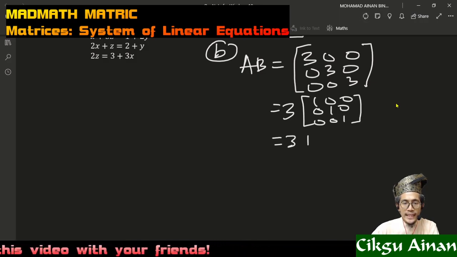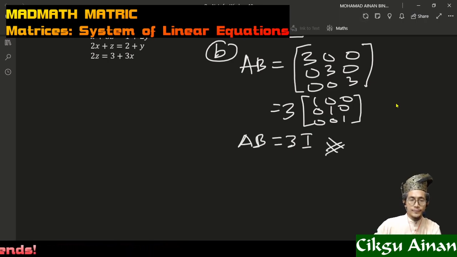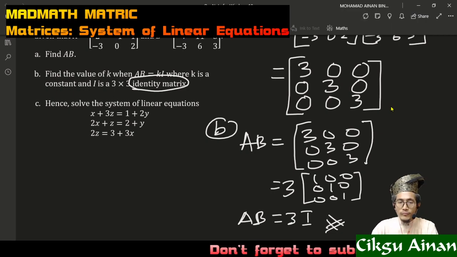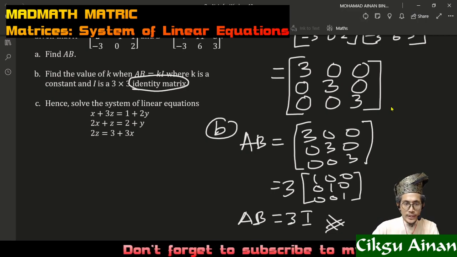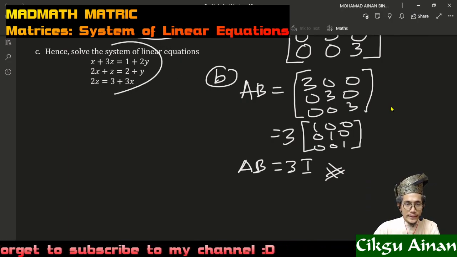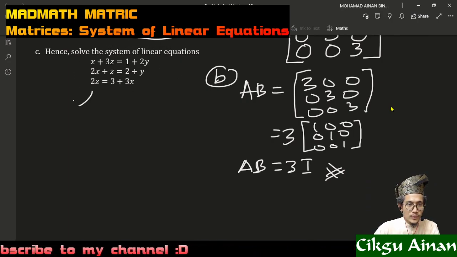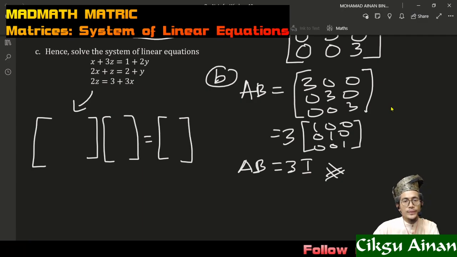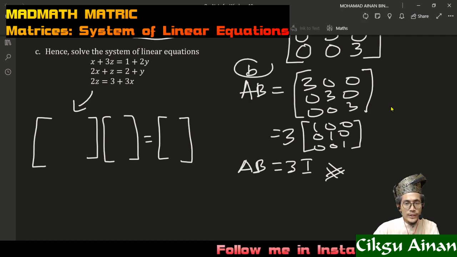Therefore, we get 3I. So over here, AB equals 3I, an identity matrix. Okay, done already. Now, how to proceed to solve this one? So this one we have to change into matrix form first, like this, equals this one. Maybe B put over here.